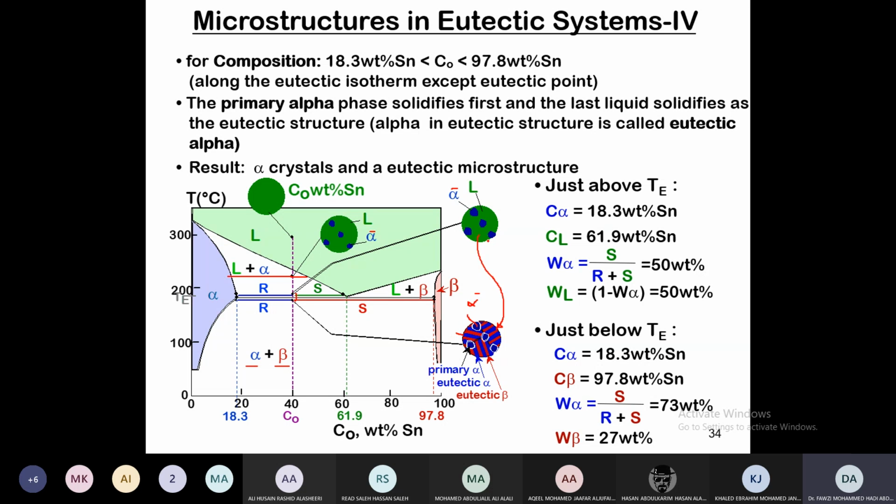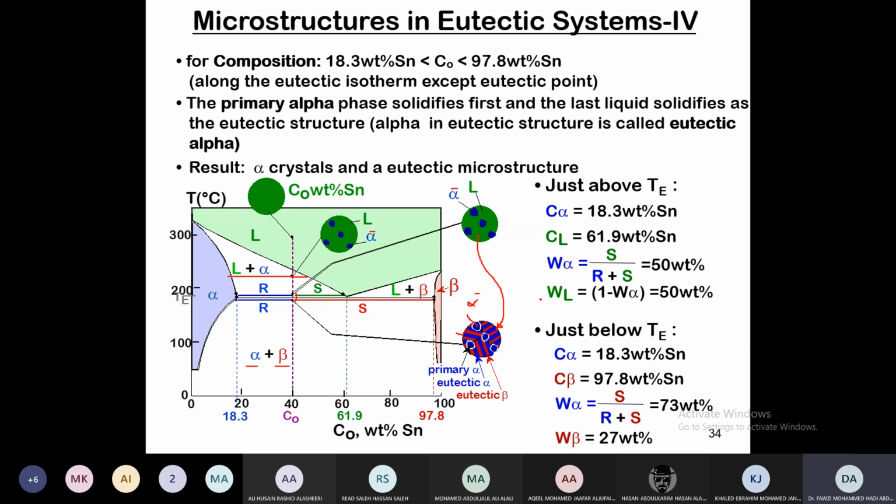So it is important to notice that when you are going from here to there, what is going to transform? The liquid is transforming into this lamellar configuration, and the alpha prime stays as it is in the microstructure of the material that you are having there. All right? Any question?